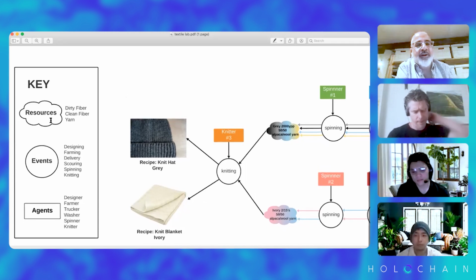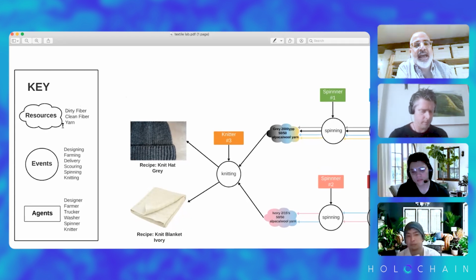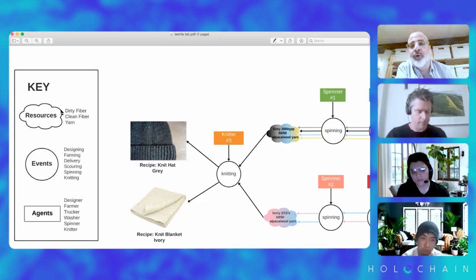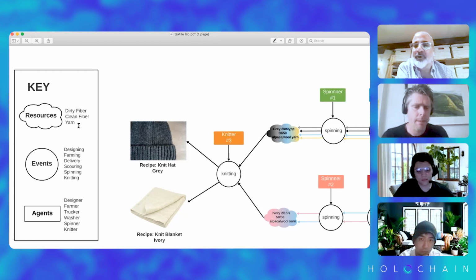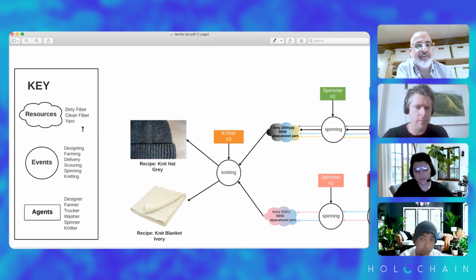So over here on the left, we have our REA components: resources, events, and agents. And this is the data you're fundamentally tracking. So in resources, we really have three things. We have the dirty fiber. That's literally the wool you take off the sheep. And then you clean that fiber. We have clean fiber. And then that fiber is spun into yarn. And then you can do whatever you want with that yarn. You can knit it, you can weave it, you can do a lot of things.